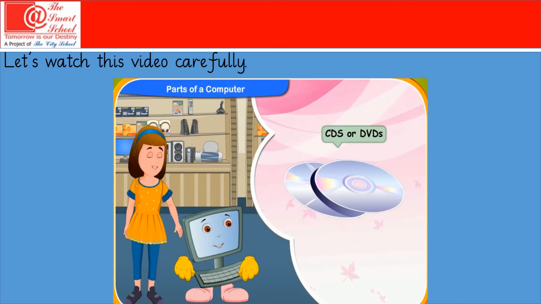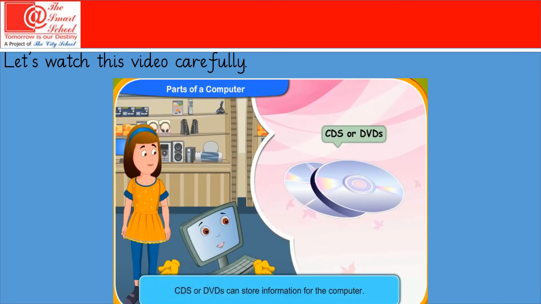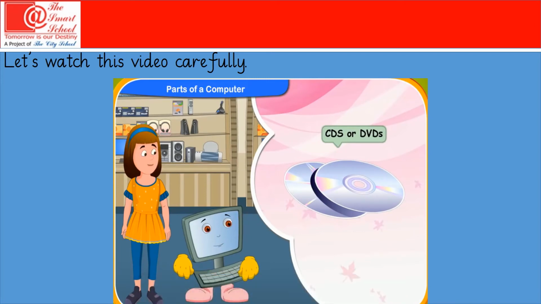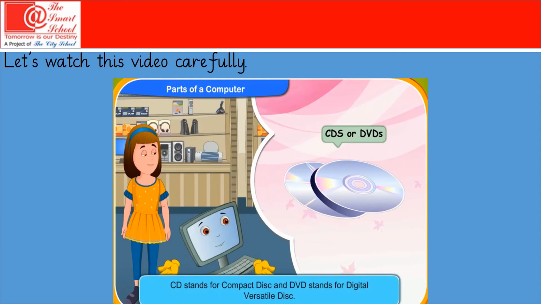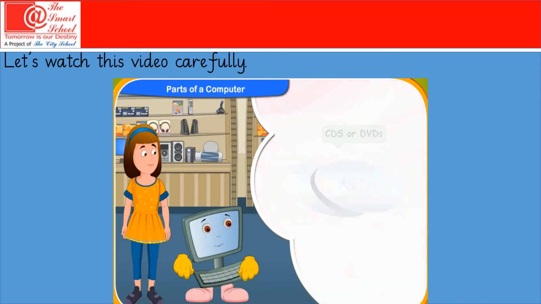What are these round discs? They are called CDs or DVDs. They can store information for the computer. What does CD and DVD stand for, Kliko? CD stands for compact disc and DVD stands for digital versatile disc.